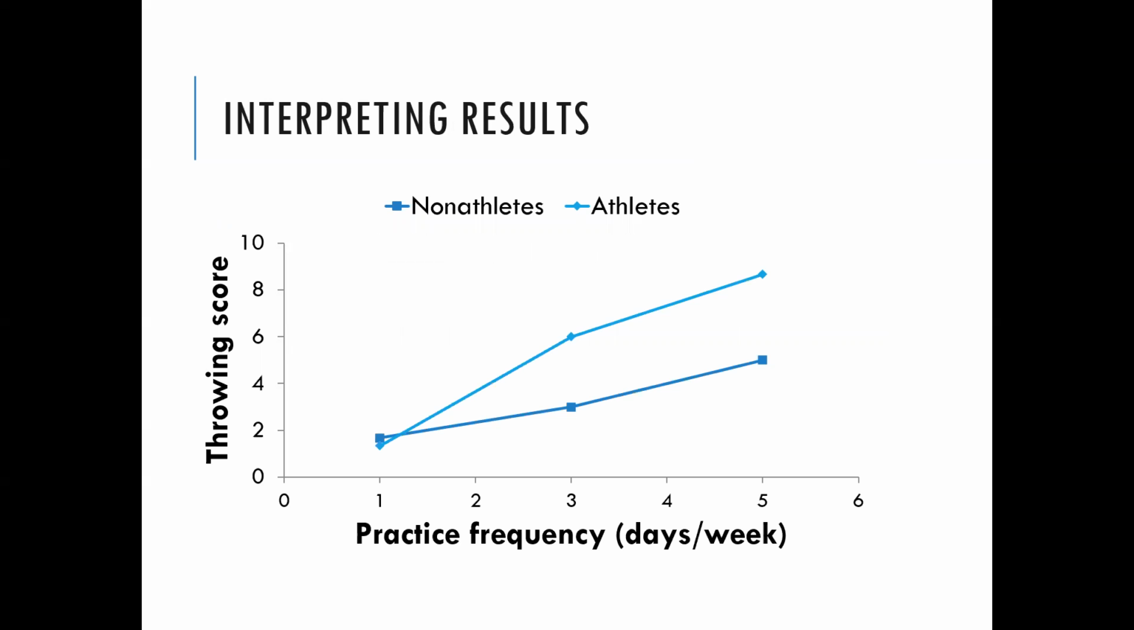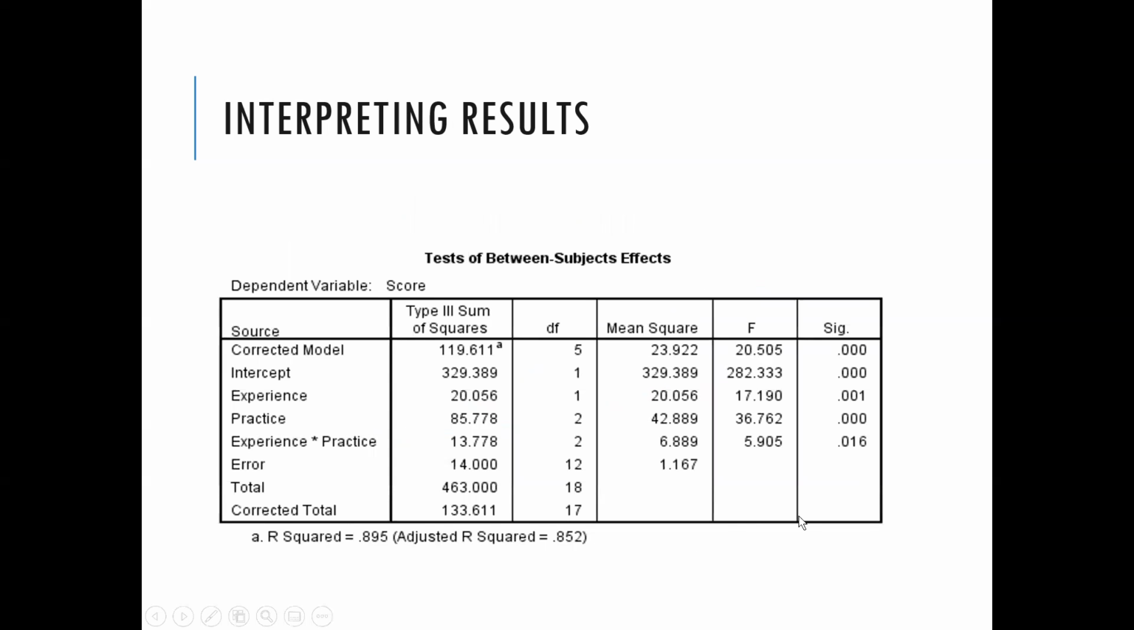So this is just another visual showing that there is an interaction between our athlete experience, so our athletes and non-athletes, and the frequency of practice on the outcome, which is our throwing accuracy. And we can see this here in our output, and we're actually just going to run a one-way ANOVA for exercise 2 on Tuesday. But you can see here, this would be the main effect of experience, the main effect of practice, and then the interaction between experience and practice.